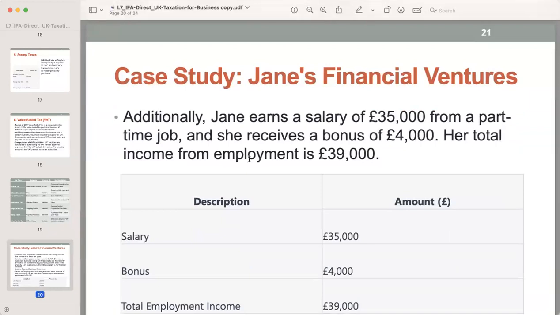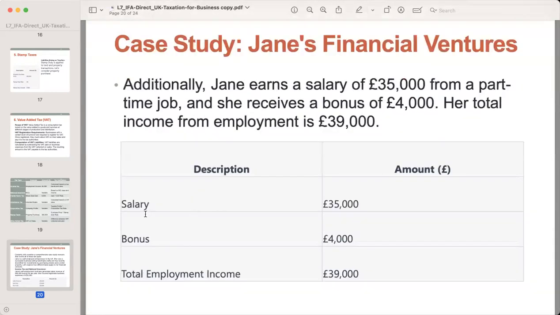Additionally, Jane earns a salary of 35,000 pounds from a part-time job and receives a 4,000 pound bonus. Her total employment income sums up to 39,000 pounds. So when we combine her self-employment and employment income, Jane's total income becomes 99,000 pounds. Here: salary 35,000 pounds, bonus 4,000, and total employment income 39,000 pounds.